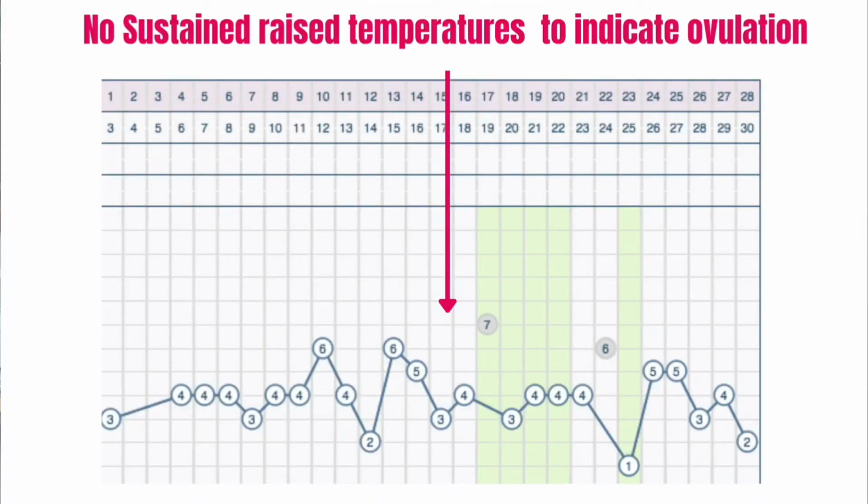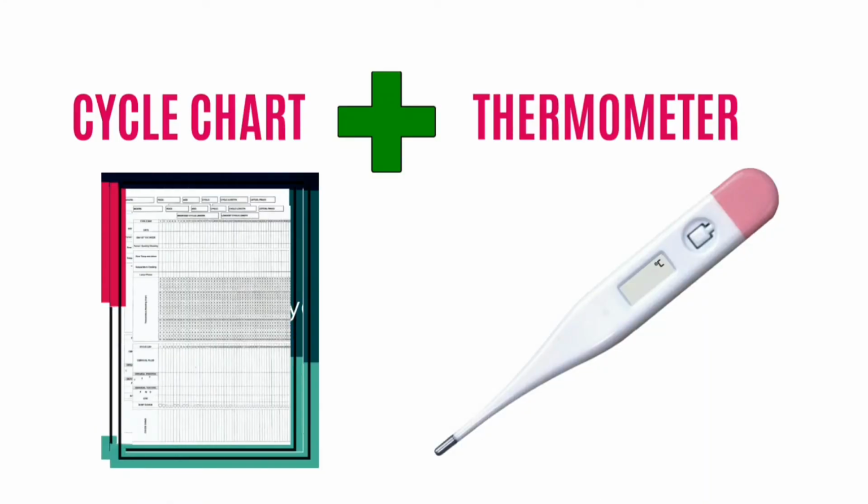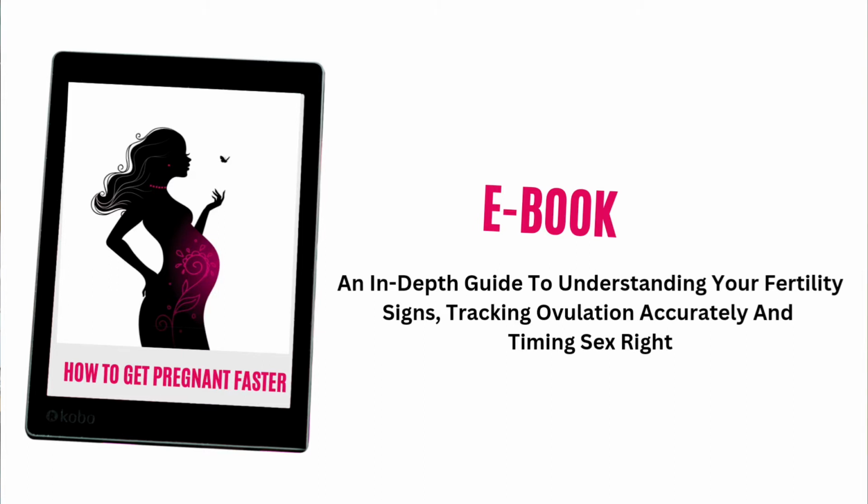Charting your temperatures is easier than you think. All you need is a menstrual cycle chart and a basal body thermometer. We have a very short book that teaches you all about the primary fertility signs, temperature, cervical mucus and position, and how to use them when trying to conceive or just to monitor your cycle. The hard copy comes with a thermometer, so the link is in the description or just below this video.